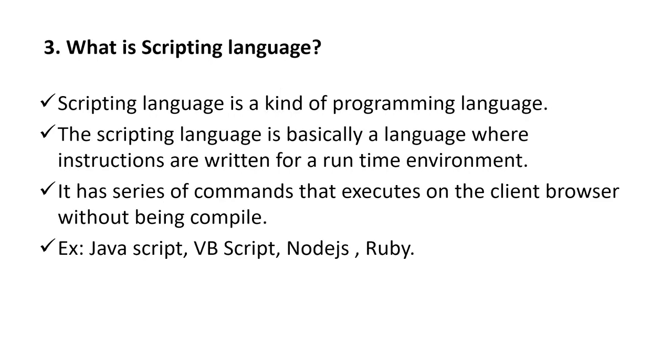What is a scripting language? A scripting language is a kind of programming language. It is basically a language where instructions are written for a runtime environment. It has a series of commands that execute on the client browser without being compiled. Examples of scripting languages are JavaScript, VBScript, Node.js, Ruby, etc.